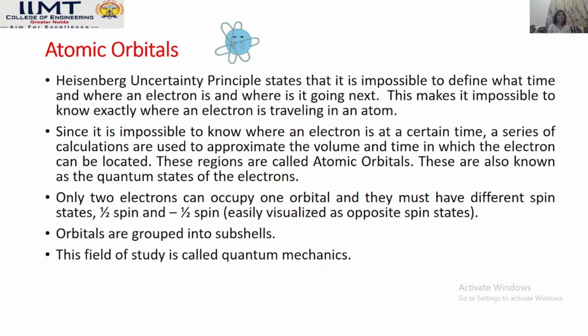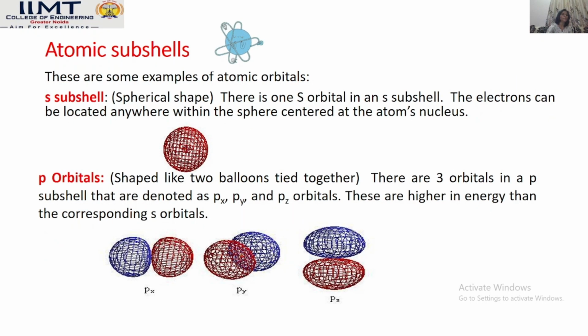Only two electrons can occupy one orbital and they must have different spin states. Orbitals are grouped into subcells. This field of study is called quantum mechanics. There are some examples of atomic orbitals as subcell. There is one s orbital in n subcell. The electrons can be located anywhere within the sphere centered at the atom's nucleus, and it is spherical in shape.